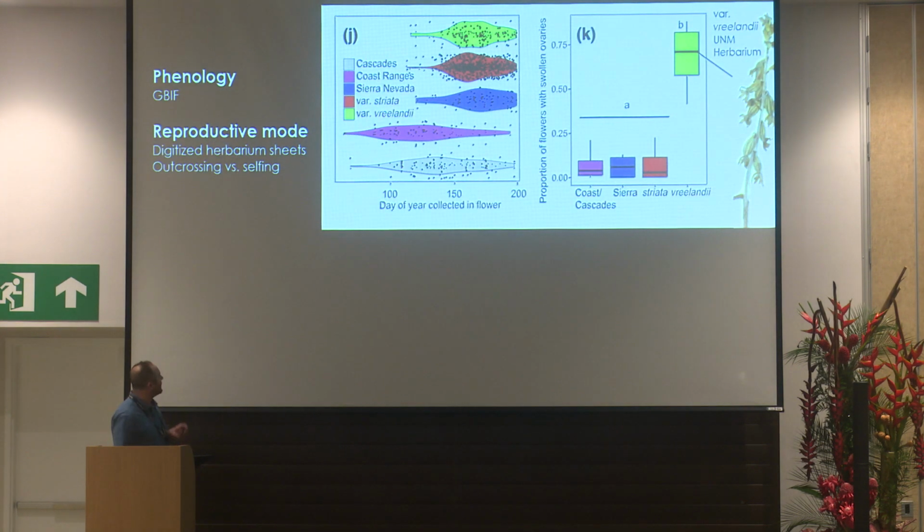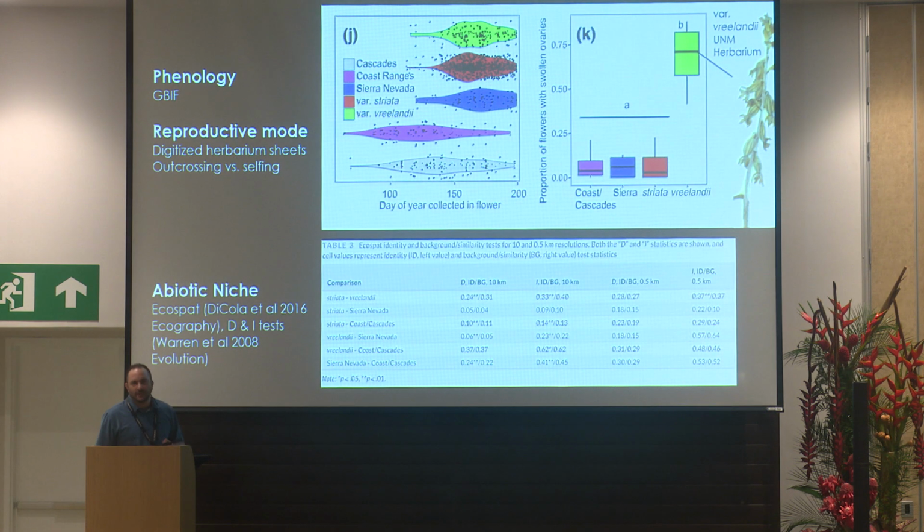Okay, so we also looked at phenology, using flowering time of digitized herbarium records as a proxy. And we found a lot of overlap. We found some significant differences, but a lot of overlap. So probably no evidence of fixed differences there. We also looked at a proxy of reproductive biology by looking at the number of swollen ovaries on herbarium sheets and found a significant difference between variety Verlandii and the other lineages. But again, there was a bunch of overlap here. Well, this means that largely Verlandii is probably selfing to a large degree, and these others are probably outcrossing.